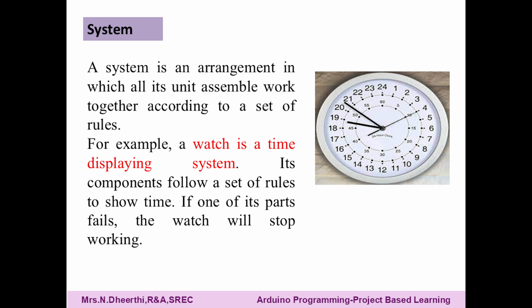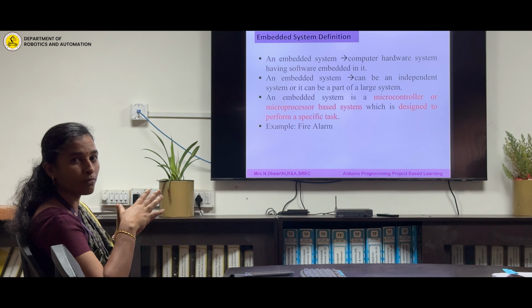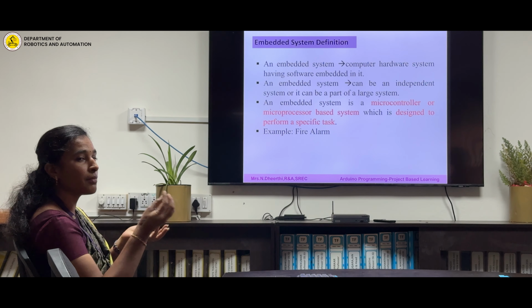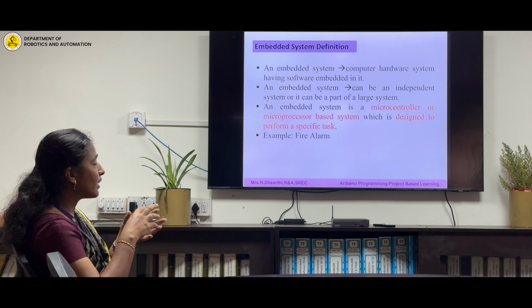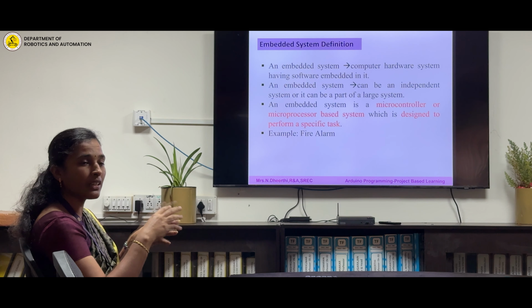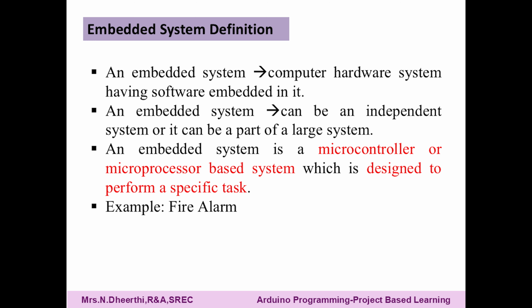Now coming back to an embedded system. An embedded system is nothing but a combination of both hardware and software. You have the hardware, and into the hardware we embed the software. It might be an independent system or it might be a part of a very large system. Usually an embedded system is a microcontroller based or microprocessor based system which is designed to perform a specific task.